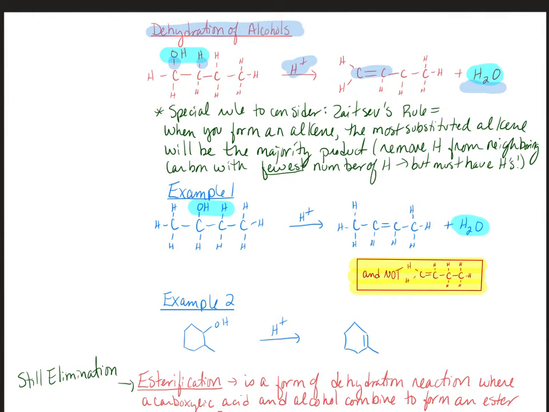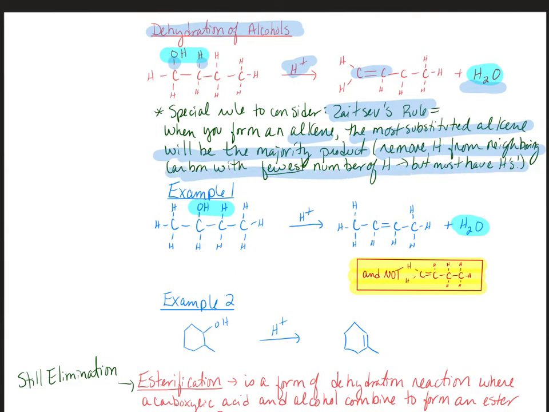Now, the same way we had to consider Markovnikov's rule, when we do a dehydration of alcohols, we have to consider something called Zaitsev's rule. And what this is that when you're forming an alkene, the most substituted alkene will be the majority product. In other words, you remove the hydrogen from the neighboring carbon with the fewest number of hydrogens.